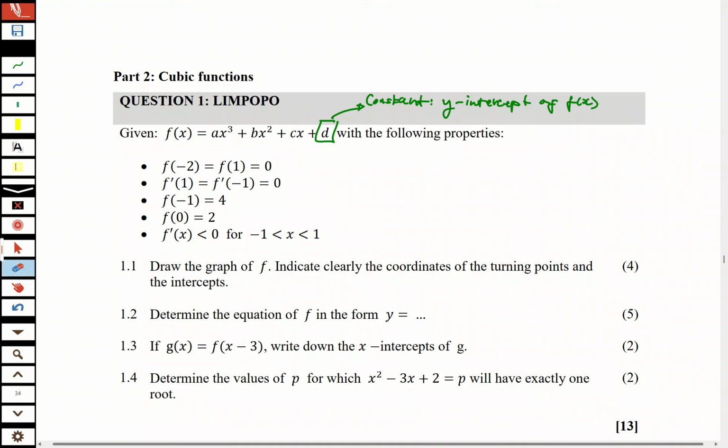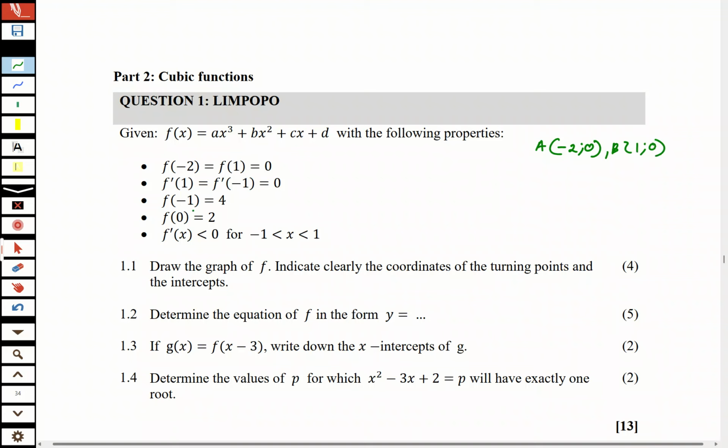So this is where your function is going to cut the y-axis. Now they say that with the following properties, at x is equal to -2 and at x is equal to 1, your function is equal to 0, meaning y is equal to 0. So where do we have y to be 0? We have y to be 0 whenever we want to determine the x-intercept of our function, in this case f of x. So these are your x-intercepts. You can coordinate them and say this is a, this is -2 when y is 0, and this is b, and you have 1, and then y is 0 there.